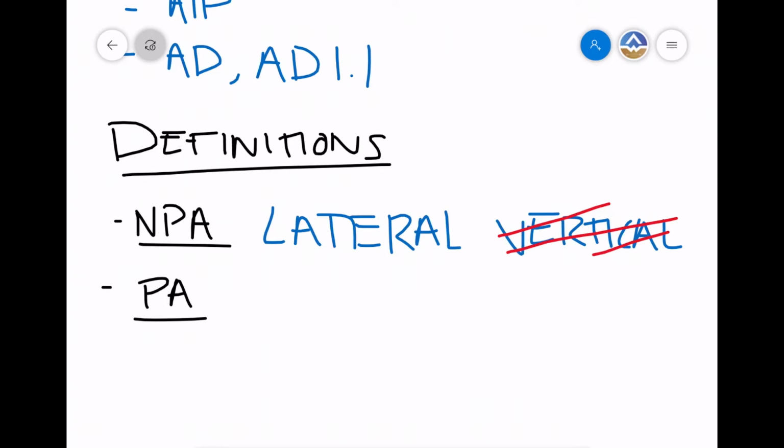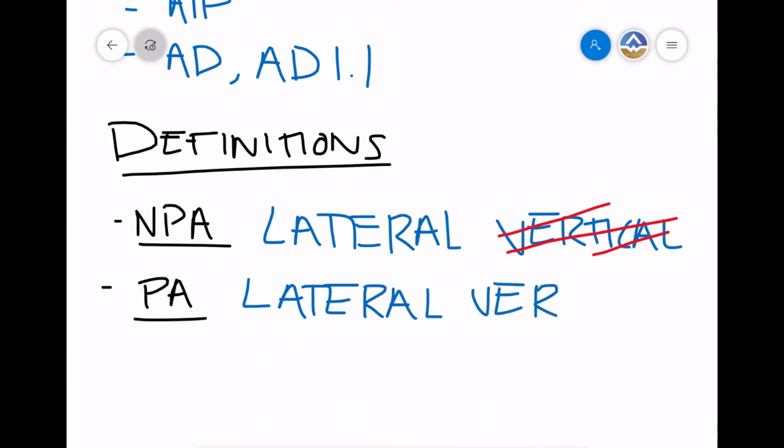And with a PA, a precision approach, not only are you given lateral guidance, so you're told if you're too far left or too far right, but also included is vertical guidance. So you're told if you're too high or too low. And ILS is a good example of the precision approach.